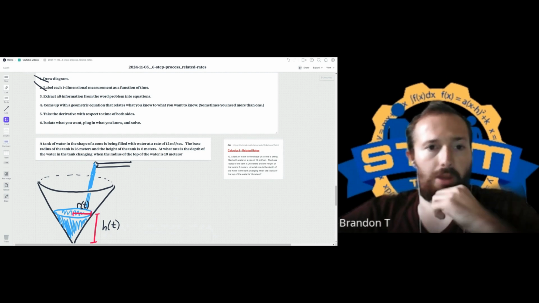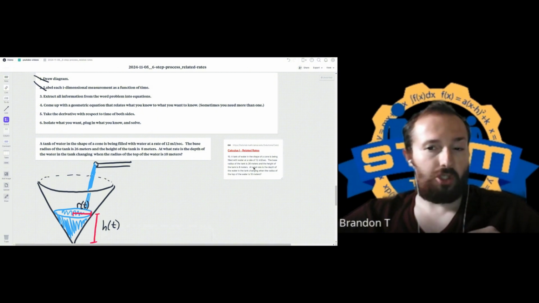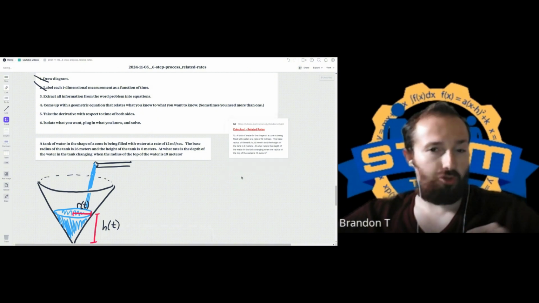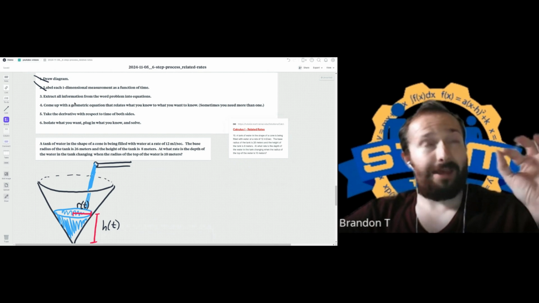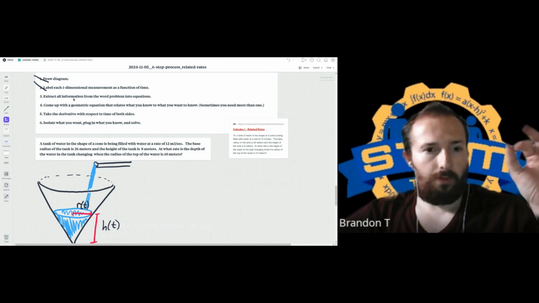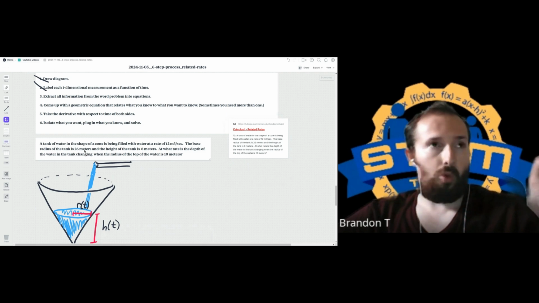Now, number 3, we're going to extract all the information from the word problem. And when I say extract, I mean something very specific, and you'll see what I mean. By the way, I recommend doing what we're about to do on this problem for every single word problem that you do in math for the rest of your life, basically. The reason is because it just makes every word problem easier to think about.